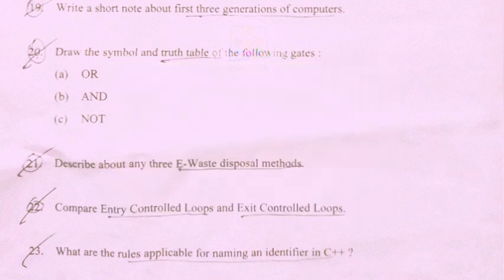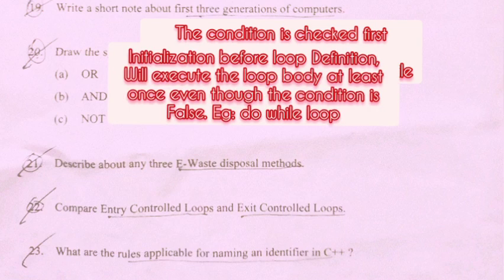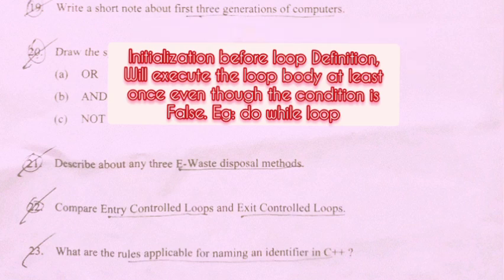22. Compare entry control loops and exit control loops. Answer. Entry control loops. The condition is checked first, if true the body is executed. Example, for, while. Exit control loops. Initialization is before the loop. Definition: will execute the loop body at least once even though the condition is false. Example, do while loop.